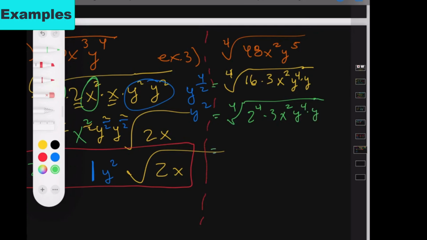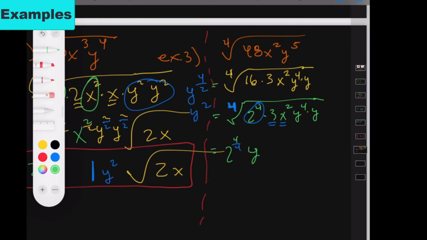Okay, can the 2 come out? Yes, because it's 2 to the 4th power divided by the index. Okay, that one can come out. Okay, so that's what I wrote down there. Now this 3 stays in there. Same thing with the x squared. The y to the 4th power.